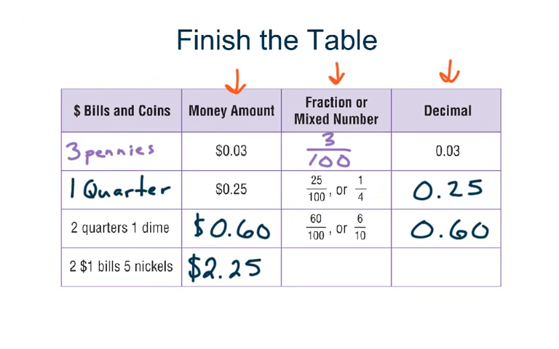And then I'm going to write this as a fraction or a mixed number. So because there's a whole number in my ones place, it's going to be a mixed number. So I would have 2 and 25/100ths. And then when I'm writing it as a decimal, it's going to look exactly the same as my money amount without my money sign. So I would have 2 and 25/100ths. All right, and that's filling out our table.